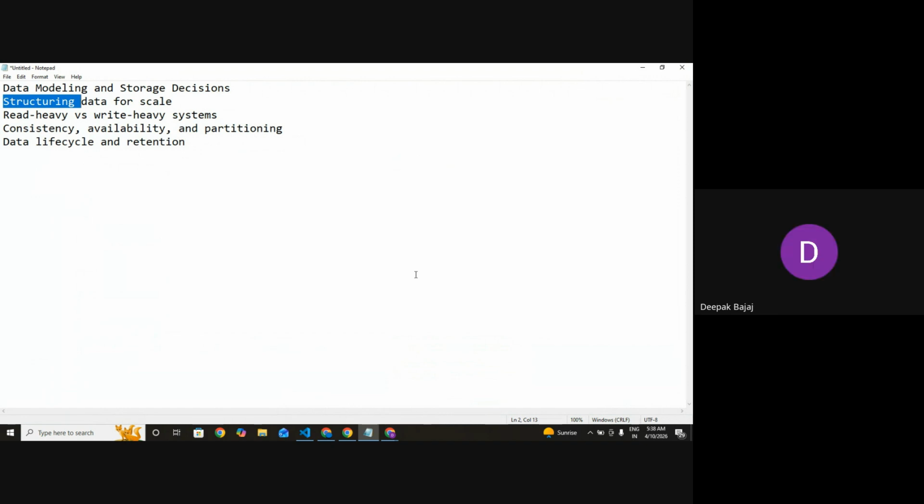So basically, as per my understanding, structuring data for scale means that right now you are targeting, let's say, 1,000 users, but your structure should be solid. If you go for scale, then we don't require changing any schema or any design decision. It is not just for scale.